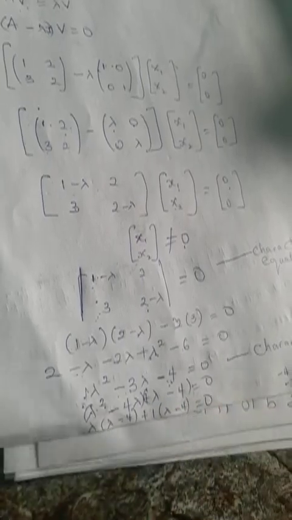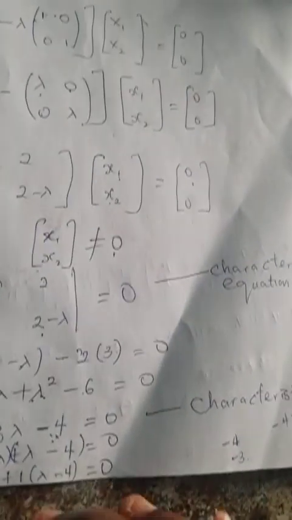Recall that if you have a quadratic equation, these two must be the same. If not, then there is a mistake somewhere. So from here you have what? You have your lambda minus 4. You take one of these two here, lambda minus 4, then lambda plus 1.